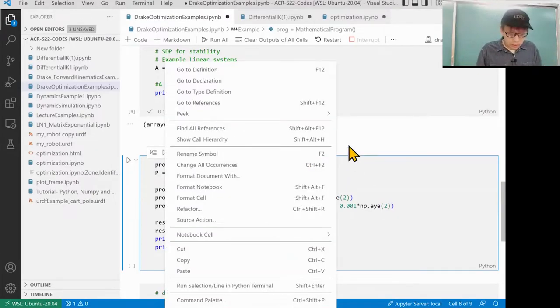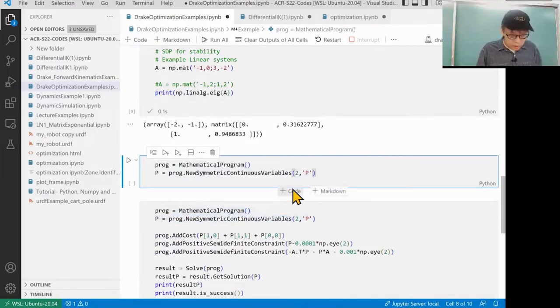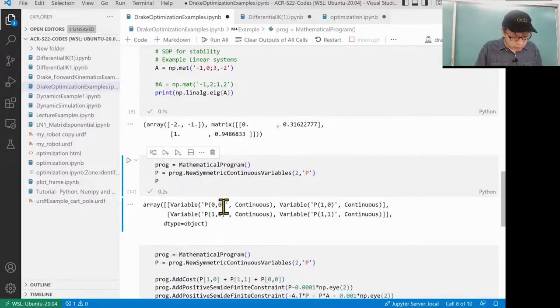If I run this, let me do that first, one by one. If you do this, you actually have a symbolic thing. If you look at it, it's a variable. And let me see how many decision variables we have. You see that they already impose constraints. So this is a 0, 0, 1, 1, that's two independent decision variables. And the diagonal part is 1, 0, 1, 0, so it has three decision variables. It's already imposed the symmetric constraints. That's what this claim means.